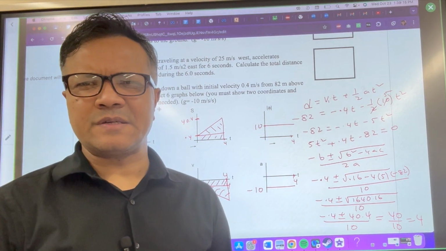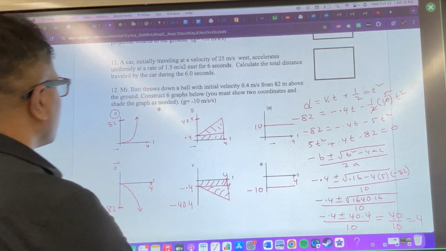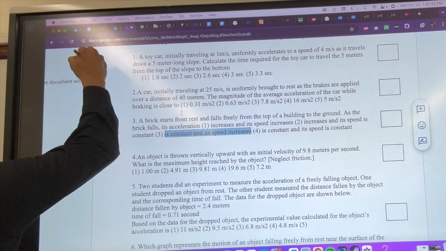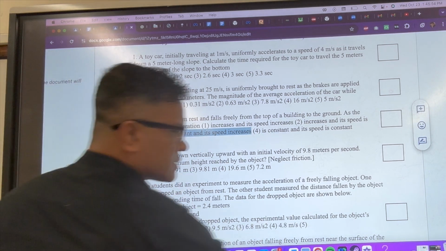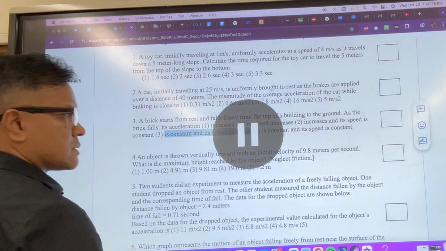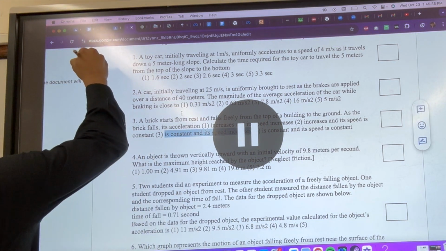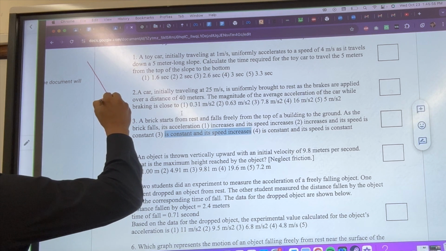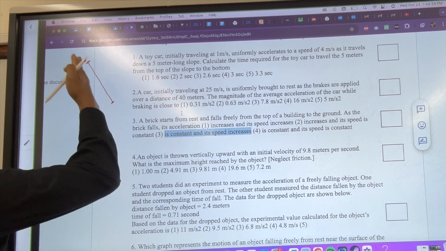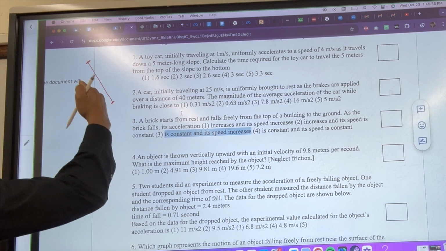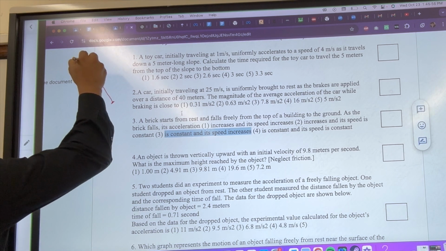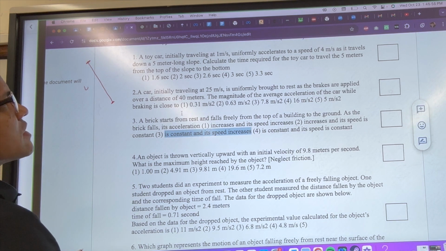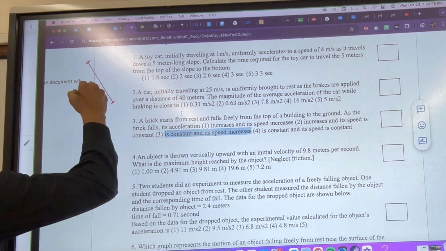Pretty easy, right? Now we're going to go to problem number 1. What is happening with problem number 1? There is a slope, a road that is kind of steep. This is how long the road is: 5 meters long.